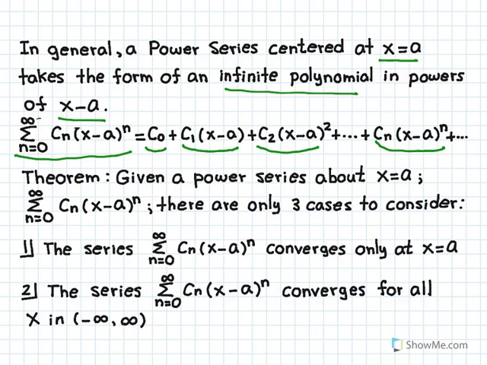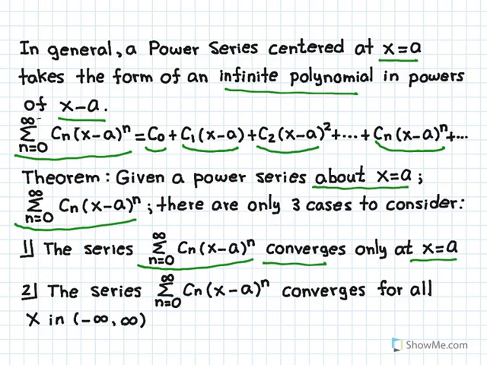Theorem: given a power series about x equals a, that means the center is x equals a, summation n equals 0 to infinity c sub n times x minus a to the power of n, there are only 3 cases to consider. Number 1, the series converges only at x equals a. In this case, if this series converges only at the center, which is x equals a, then every term will be 0, and the sum of this infinite series would be 0. So this is kind of the useless case, if you will.